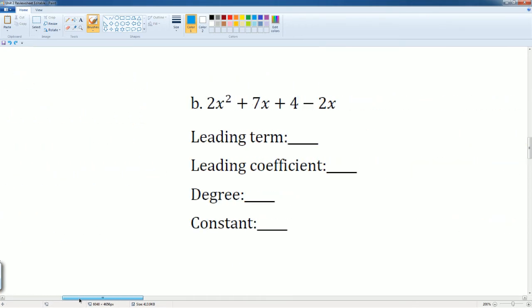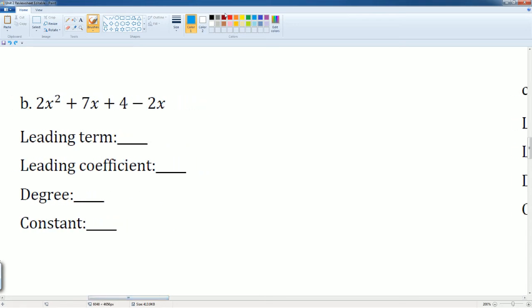Let's take a look at B now. Leading term. What is the number in front with everything here? It is 2x squared. Okay. What about my leading coefficient? Well, it's only the number in front, which is 2. What is my degree? Well, my degree is just the number on top here, which is just 2. And what is my constant term? Wait, what is my constant term? Uh-oh, this is not in standard form.